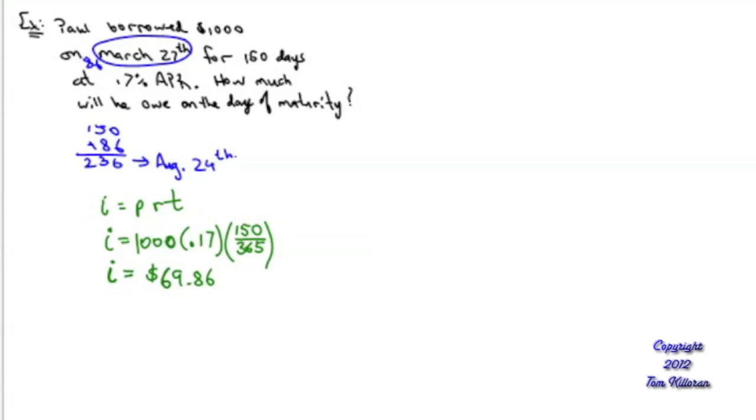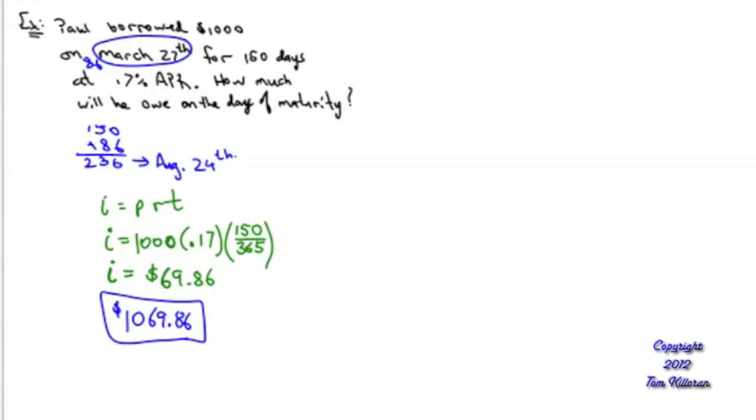Now, does that answer the question? No. How much does Paul owe on the date of maturity? $1,069.86. This will answer the question. And that's it. That's how you use the day chart.